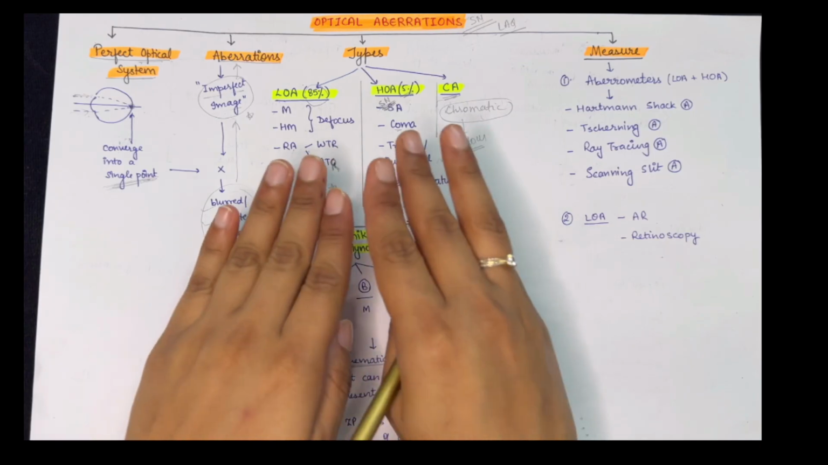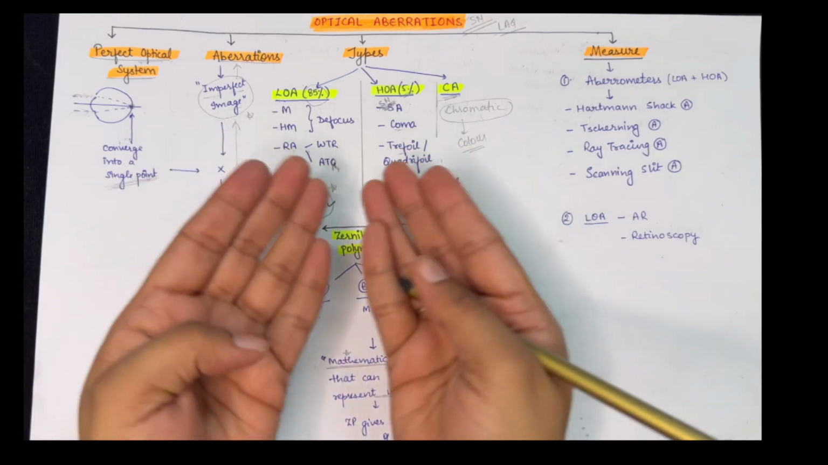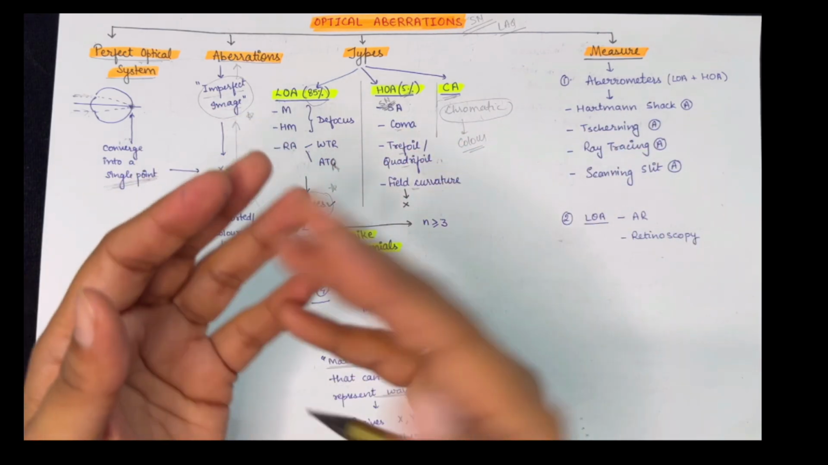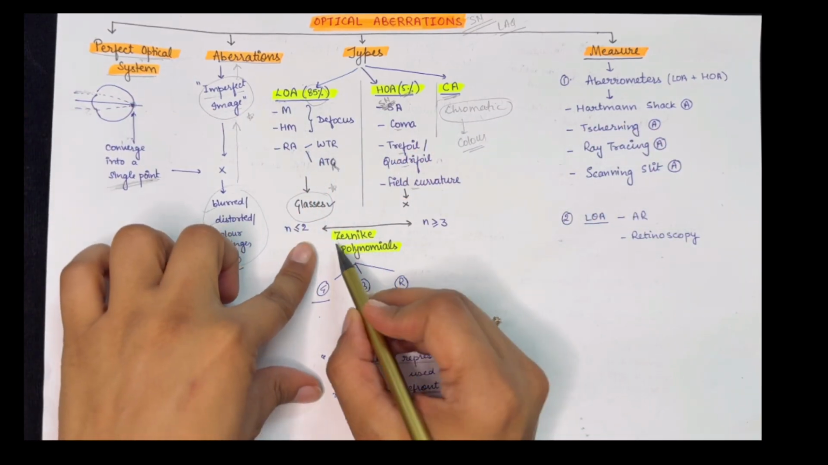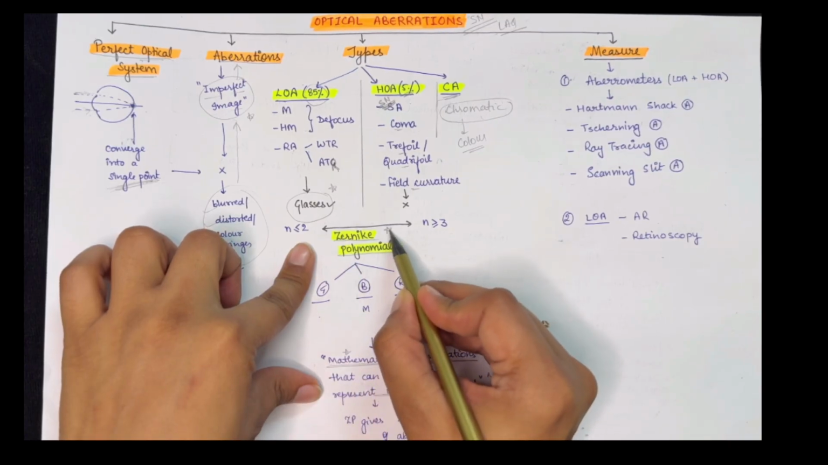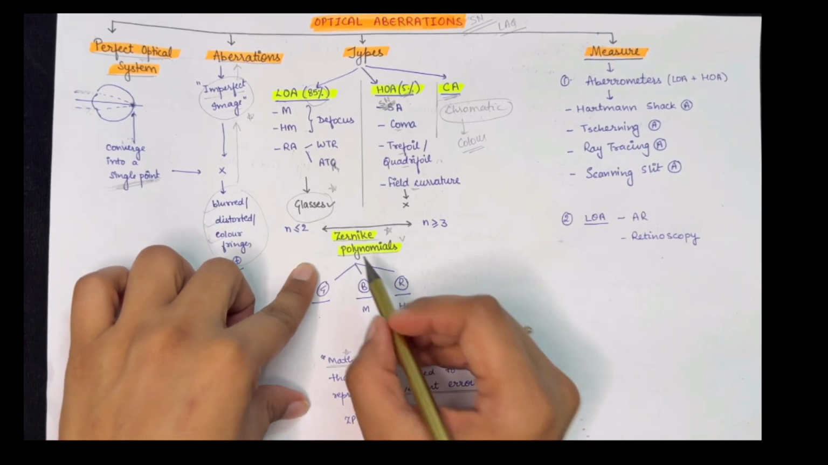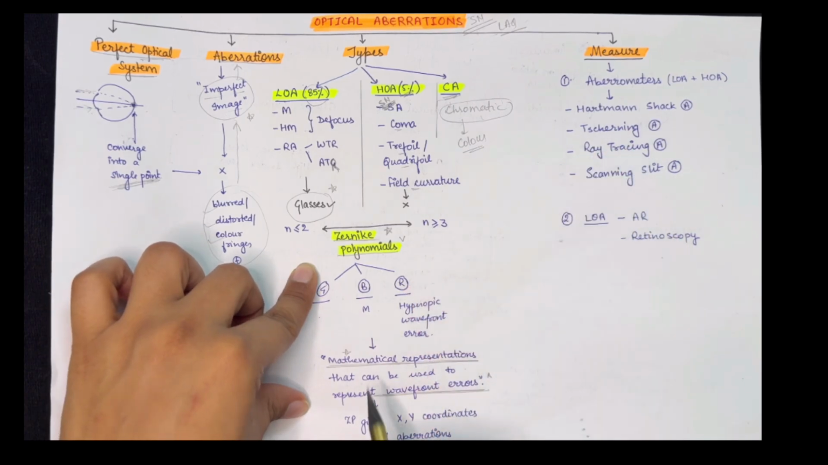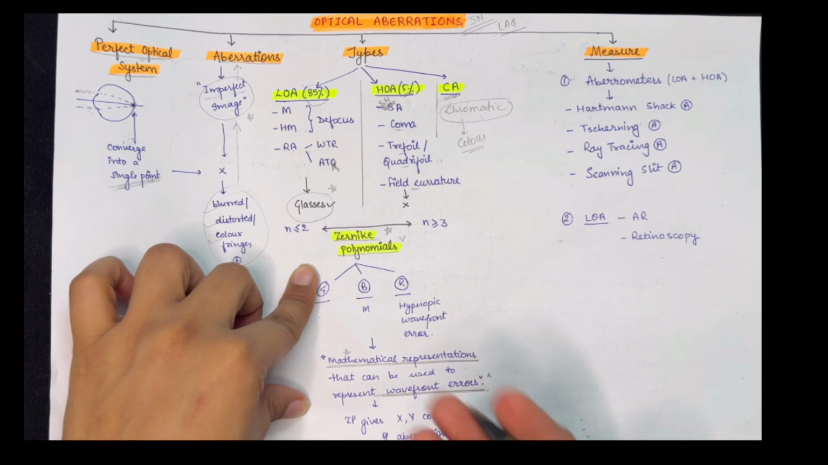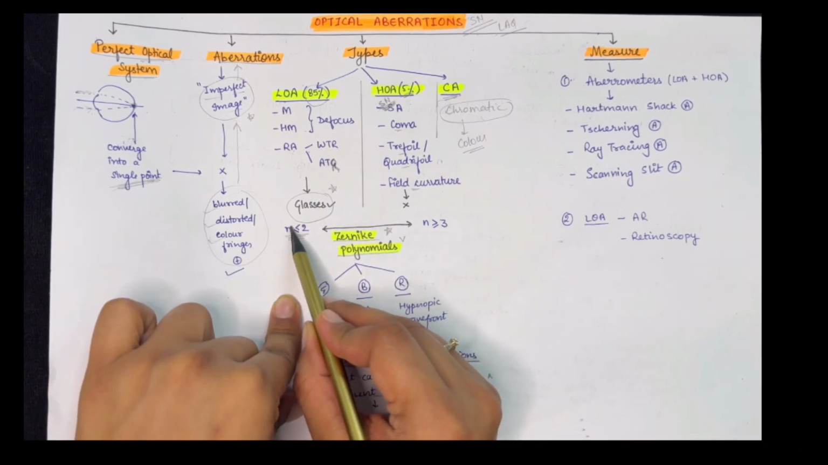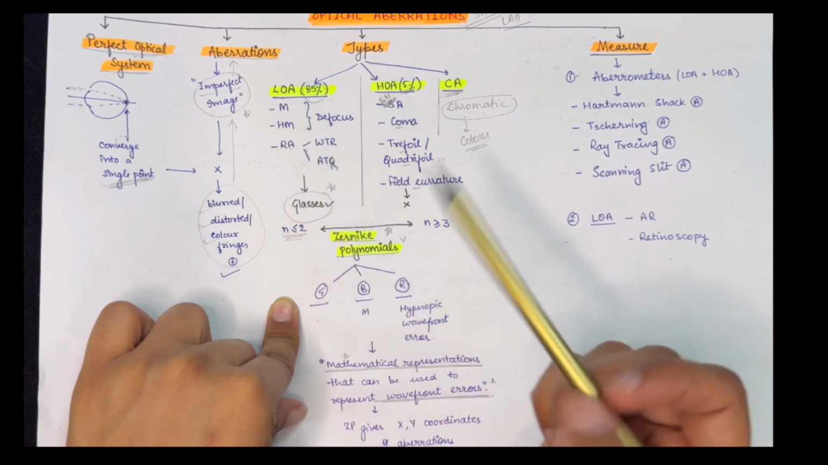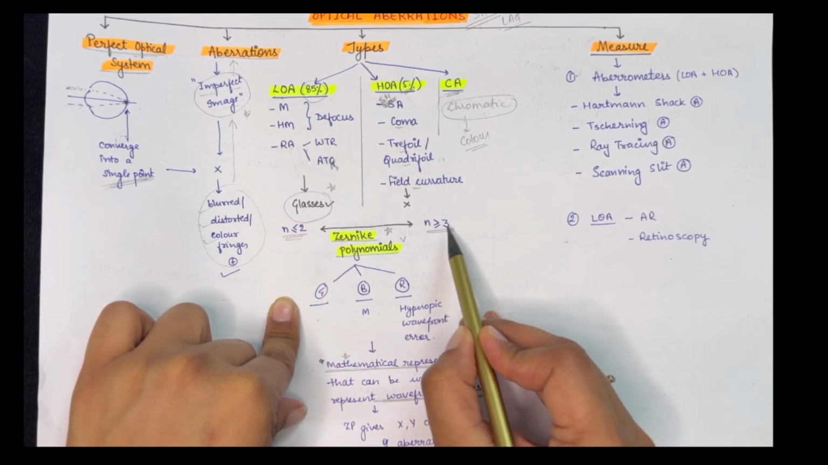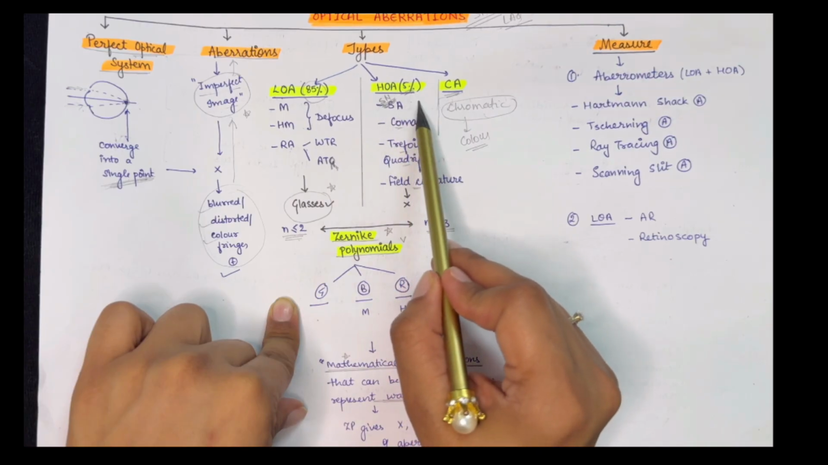Now, these aberrations are mathematically represented. We have to represent them somehow if we want to study them in the eye; we represent everything with mathematics. So remember Zernike polynomials, which are very important and are also asked in viva: Zernike polynomials are mathematical representations of wavefront errors or aberrations. If n is 2 or less than 2, these are lower order aberrations, and if it is 3 or more than 3, these are higher order aberrations.